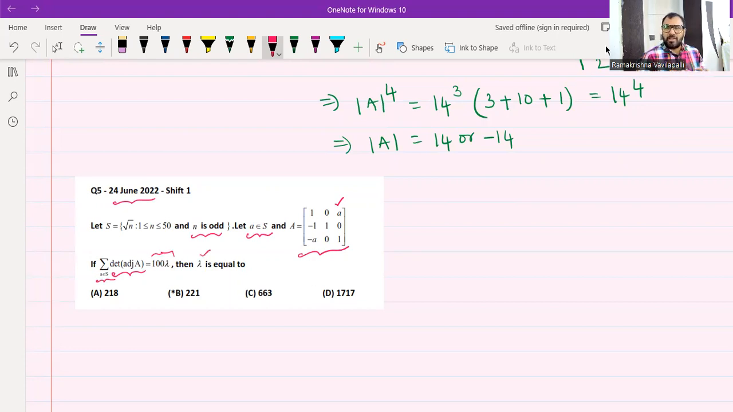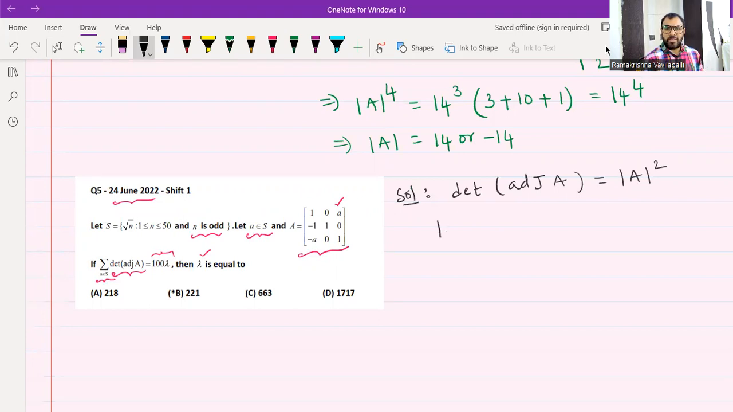Asking what is the lambda value. So this question involves too many parameters. It seems like that, but in actual, it doesn't. So see, the first point is how to find out the determinant of adjoint of A, right? So the first thing is we write: what is determinant of adjoint of A? Determinant of adjoint of A is nothing but det A whole square. Well, this is over. Now what is determinant of A?